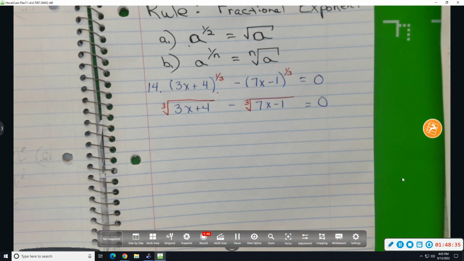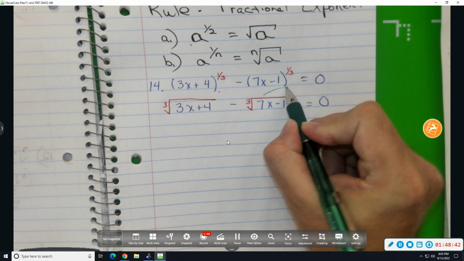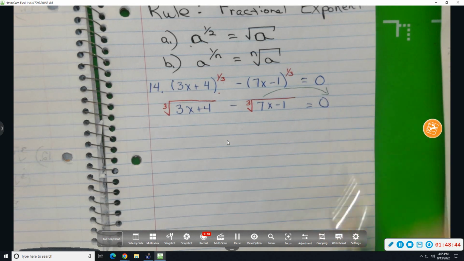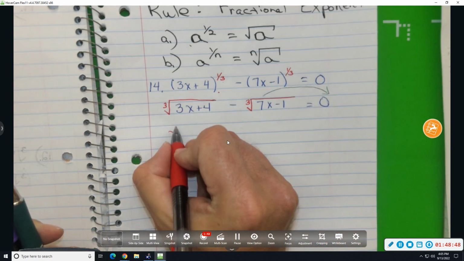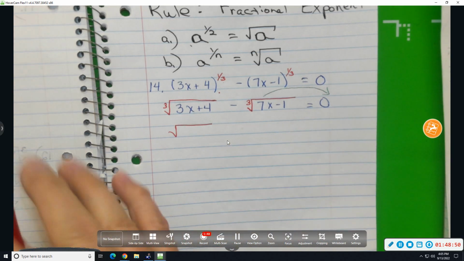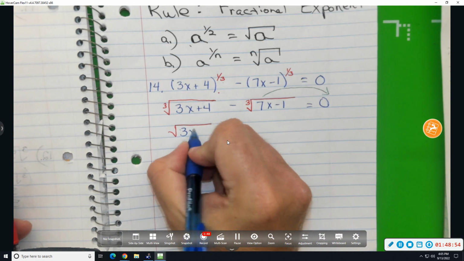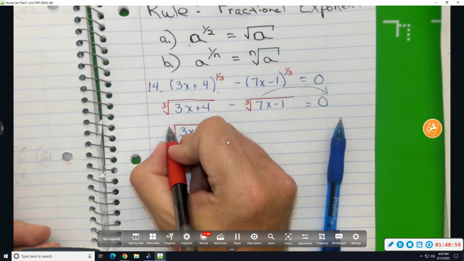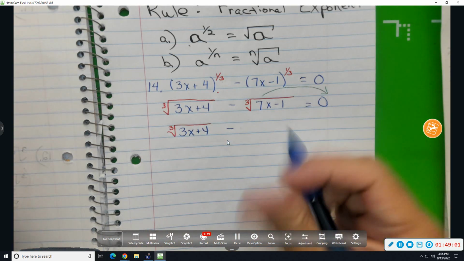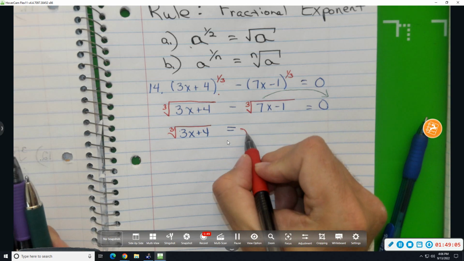What do I mean by that? Well, isolate these radicals. I can just move this one over to the right. So I have the cube root of 3x plus 4. Oops, I forgot to write the little cube, didn't I? Equals, moving that over, the cube root.